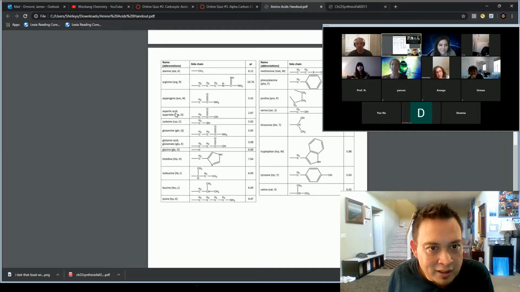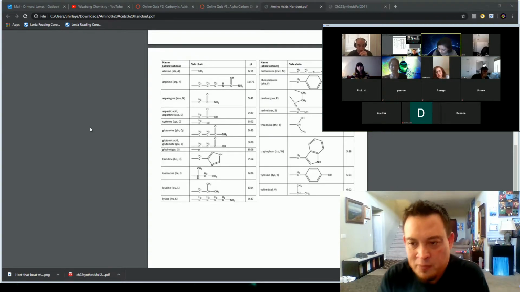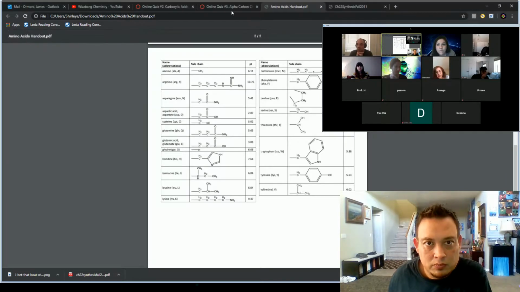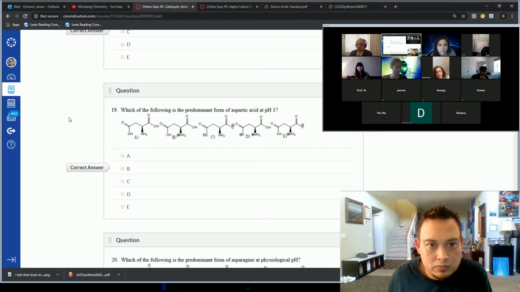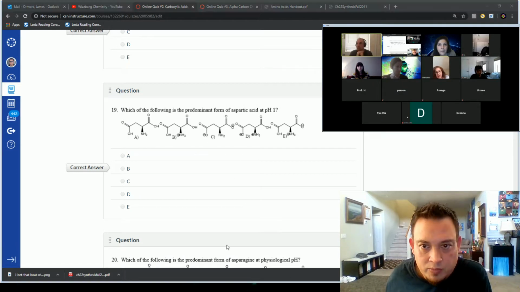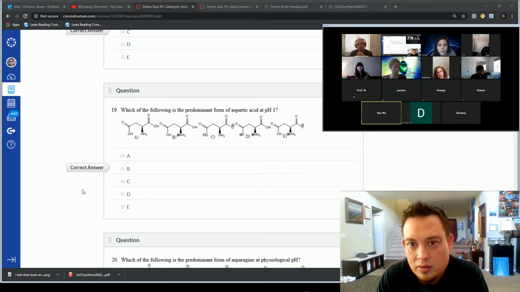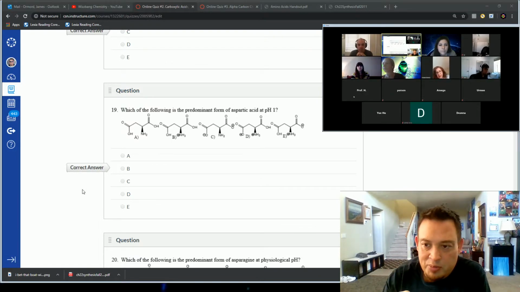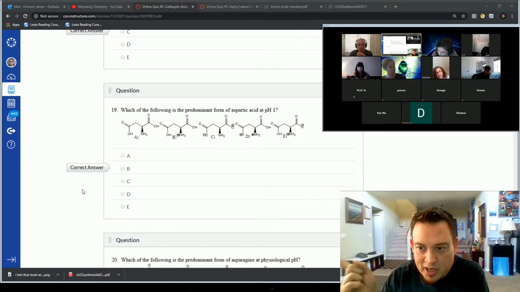Aspartic acid has a pI of 2.87. So what does that mean? If pH is below that, what does that mean? It's protonated. Yeah, the way you want to think about it is if pH is below pI, it's protonated. If it's above pI, it's deprotonated.